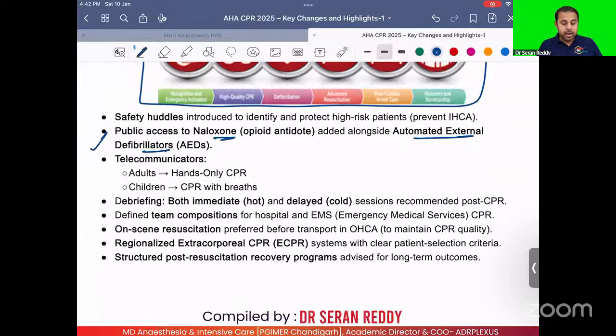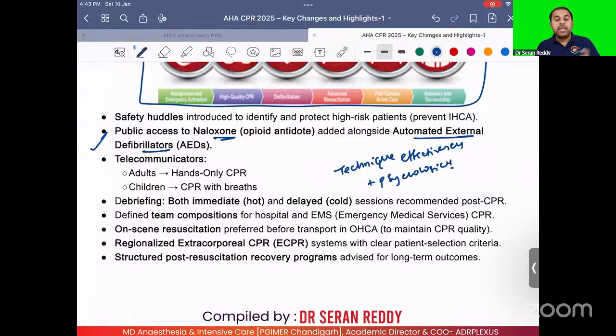Then debriefing, both immediate and delayed sessions recommended post CPR. So once you have done the CPR, whether it's successful or not successful, we have to do the debriefing. Immediately, what is right, what is wrong, and also in delayed, like after few hours, again analyzing what went right, what went wrong. And debriefing is not only for technique effectiveness, but also for psychological effectiveness.